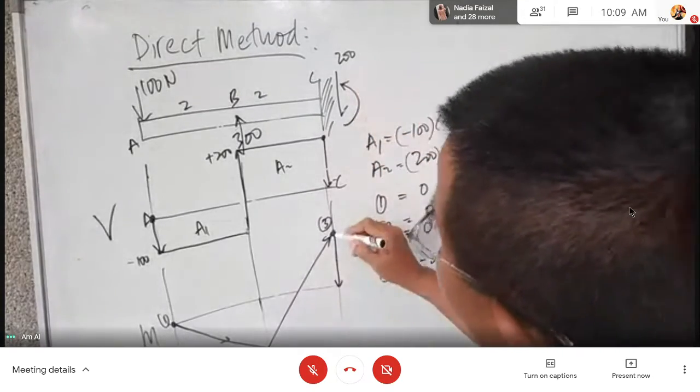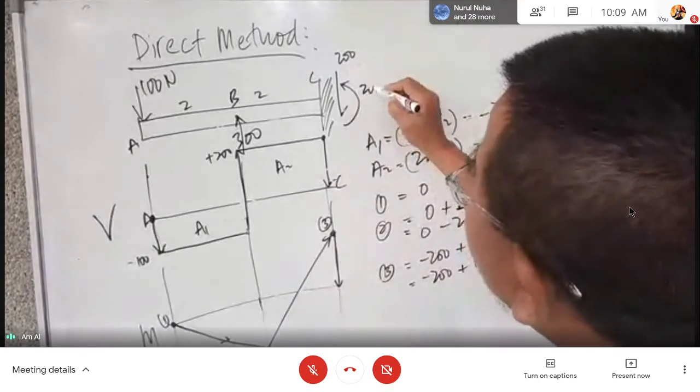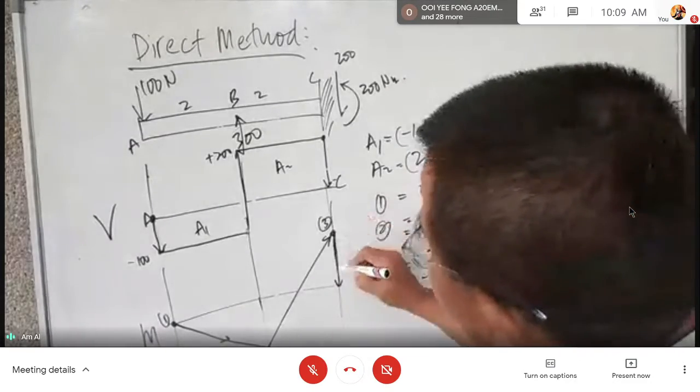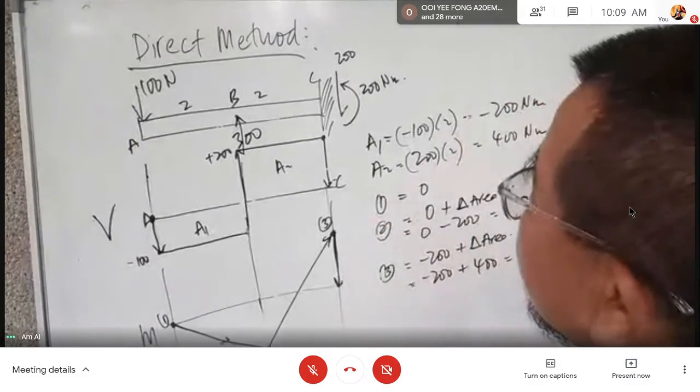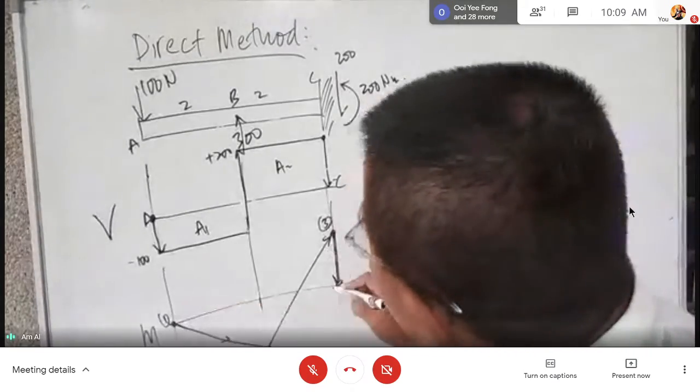Not positive, going down. So that one the other way around. This must be the value of 200 meter. So this is why going down there. Negative 200, that's why going down to 0. Start from 0, finish to 0.